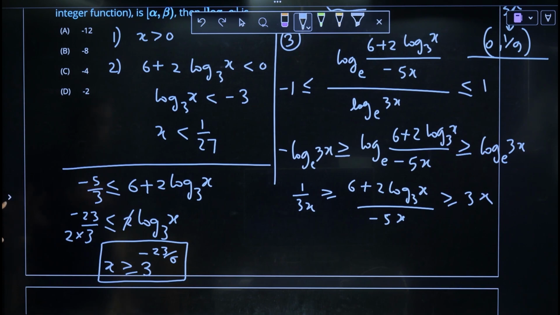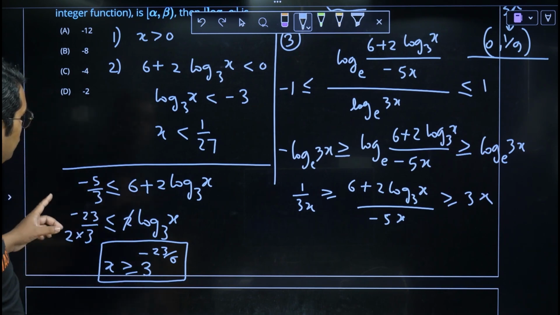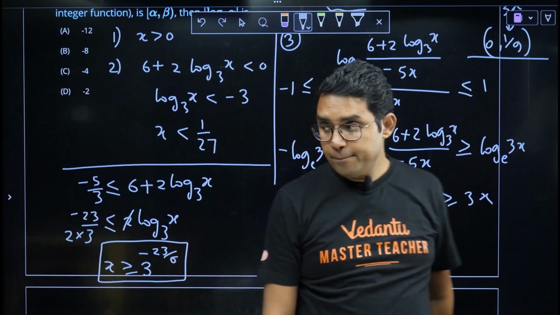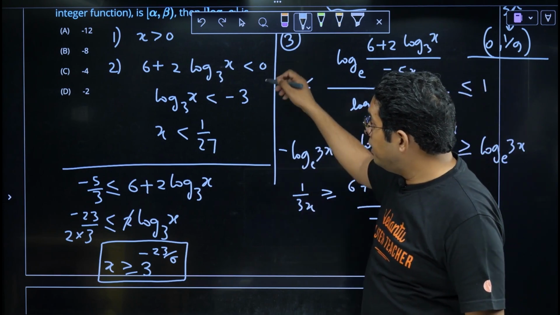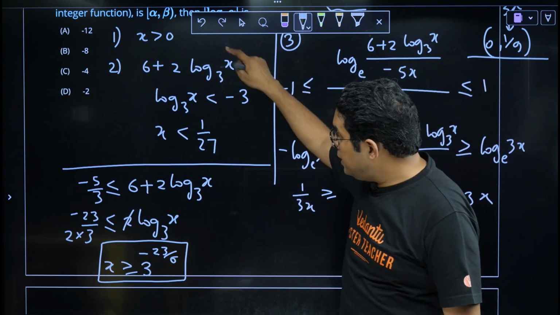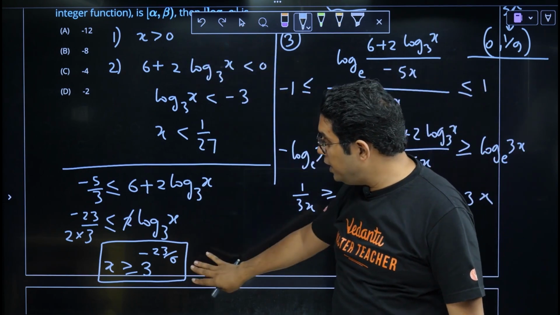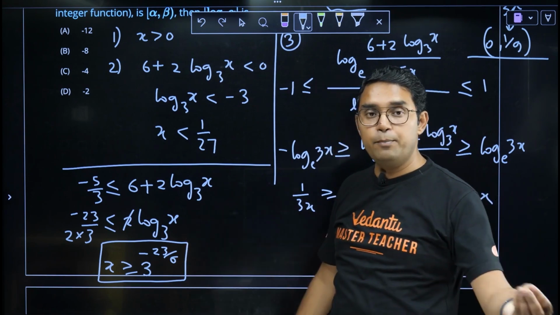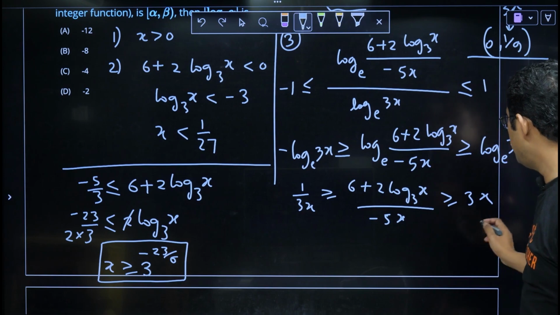Any calculation error? I don't think so. 6 plus 2 log x and minus 5 by 3. So this will be minus 23 upon, yeah, correct. That's correct. Okay. Now we can check, already we were having 0 to 1 by 27. Now that limit of 0 is gone, because I need to have this to be greater than or equal to 3 power minus 23 by 6, which is definitely a positive number. Now we have also to check this right hand side.